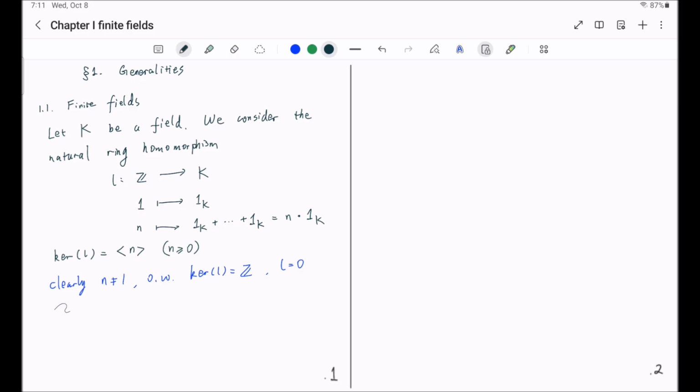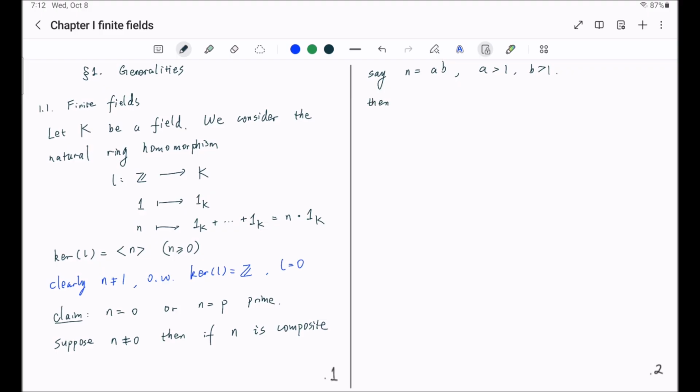Now we claim that n is either equal to 0 or it is a prime number. Suppose n is not equal to 0. Then, suppose on the contrary that n is composite, say n is equal to a times b, with both a and b strictly bigger than 1.